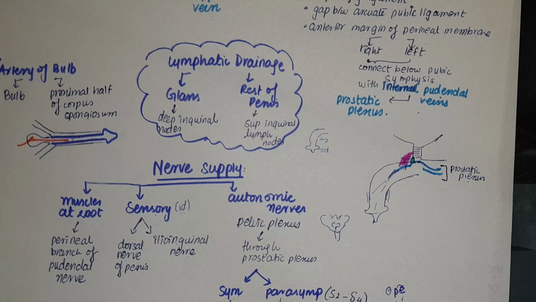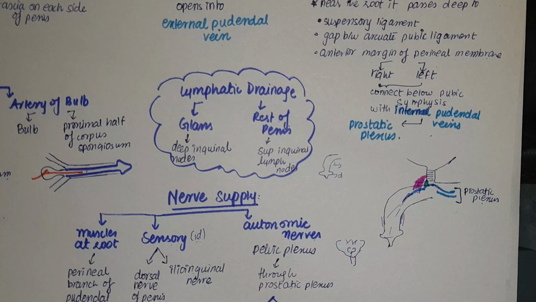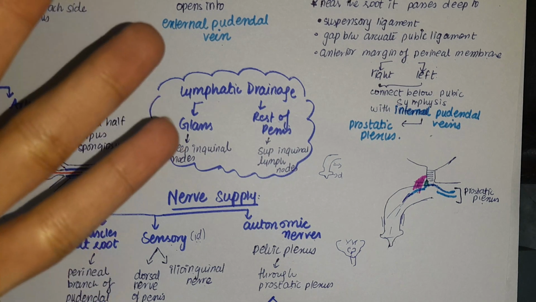With that, we are done with the anatomy of the whole of the external genitalia, that is the penis. In the next portion, we will talk about the scrotum, the testes, and the epididymis.